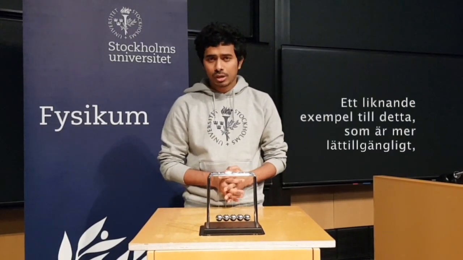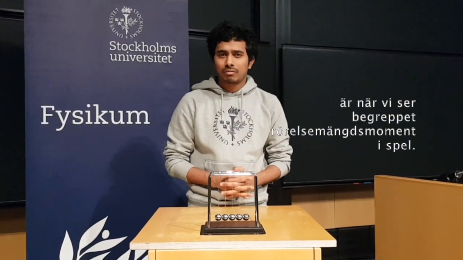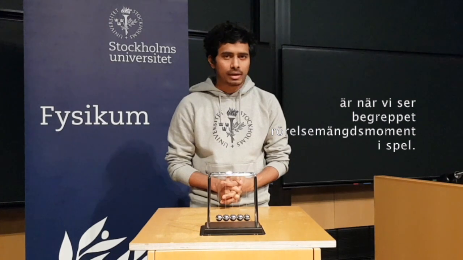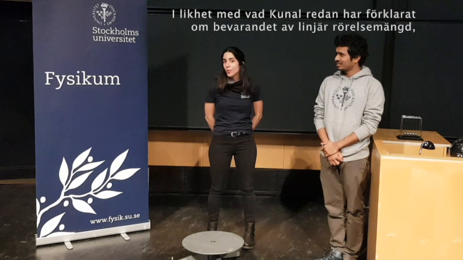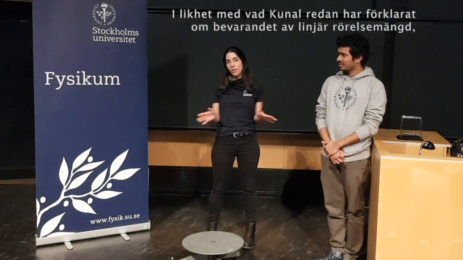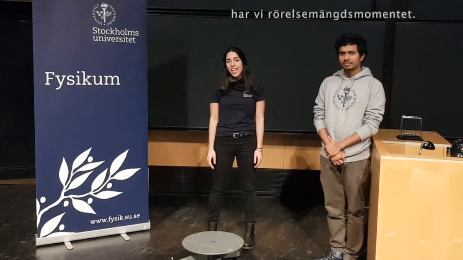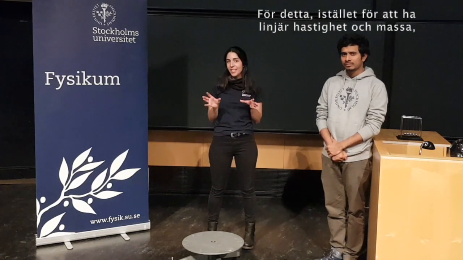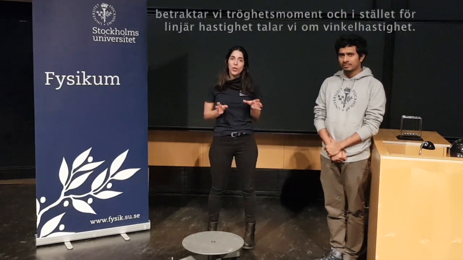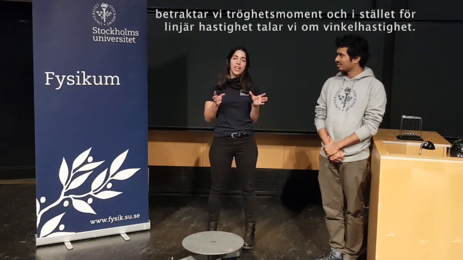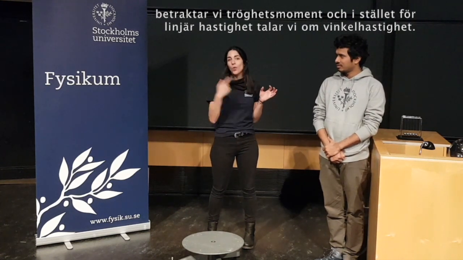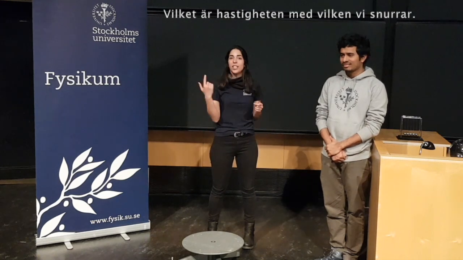An analogous example, which is more easily available, is the concept of angular momentum at play. We'll show you now how that works. The analog of what Kunal has already explained about the conservation of linear momentum is angular momentum. For that, instead of mass, we consider moment of inertia, and instead of linear velocity, we talk about angular velocity, which is the velocity at which we spin.